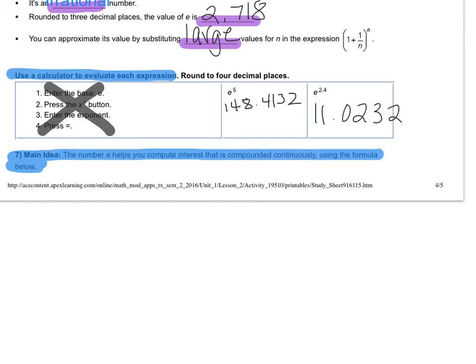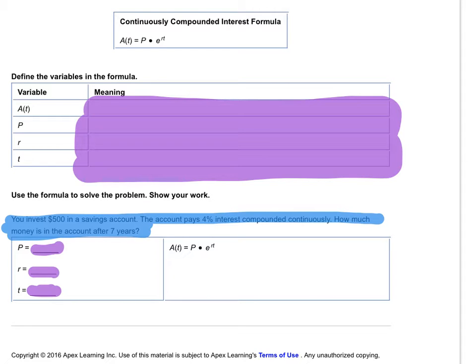Okay, and one of the last 2 main ideas here, it says the number E helps you compute interest that is compounded continuously using the formula below. Alright, so the continuous compound interest formula just says that A subscript T is equal to the principal times E raised to the RT power. So we multiply the interest rate times the time. So A subscript T is our amount after a certain amount of time. So our amount.